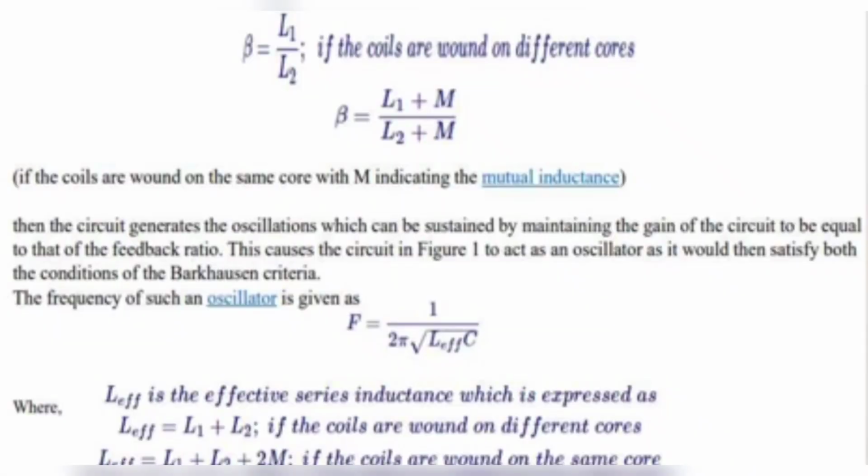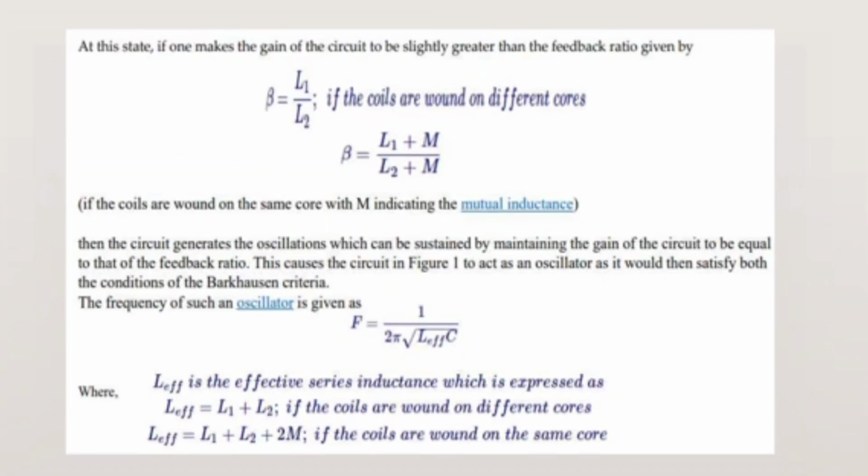At this stage, if one makes the gain of the circuit slightly greater than the feedback ratio, given by beta equal to L1 by L2 if the coils are wound on different cores, or beta equal to L1 plus M by L2 plus M if the coils are wound on the same core, with M indicating the mutual inductance, then the circuit generates oscillation, which can be sustained by maintaining the gain of the circuit equal to that of the feedback ratio. This causes the circuit in the figure to act as an oscillator, as it would then satisfy both conditions of the Barkhausen criteria.